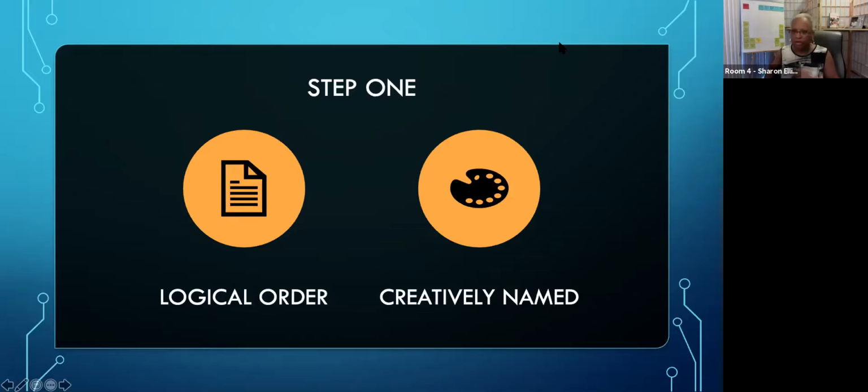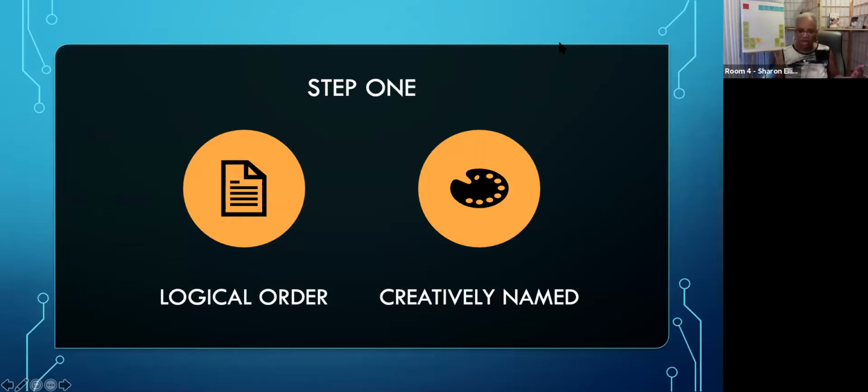Every year I taught Lord of the Flies. Right, we're still teaching that. I read it when I was in the 9th grade. Okay, still teaching Lord of the Flies. Every chapter has a title. So you're going to put your chapters in logical order. If you entitle the chapters, entitle them creatively.